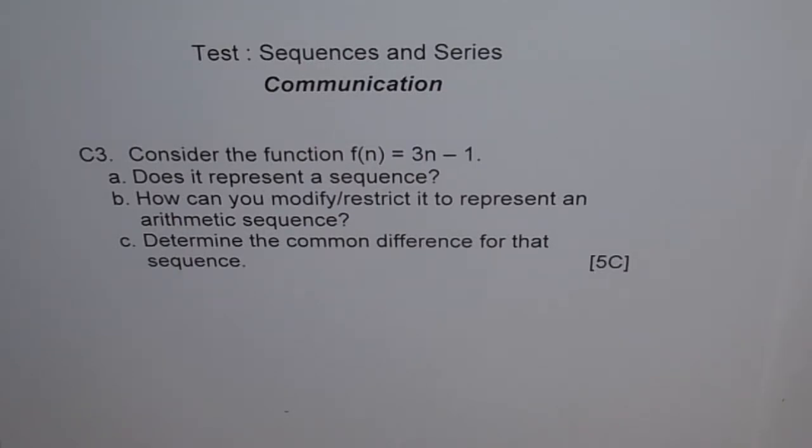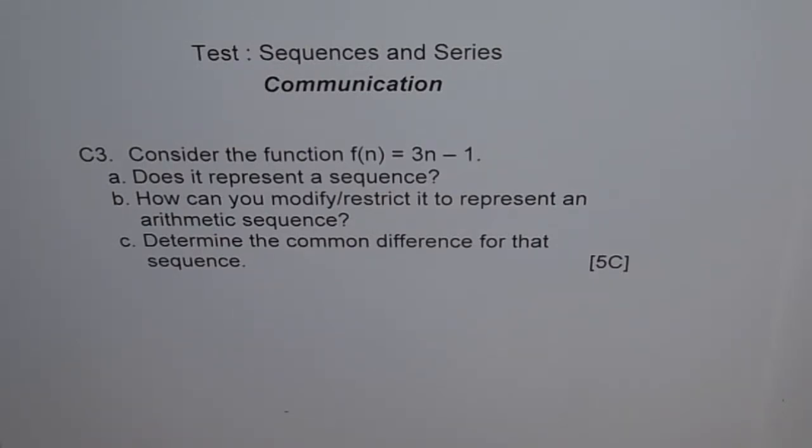Okay, here's question number C3. I'm using C for communication questions, and this is the third question in the communication list. Consider the function f of n equals 3n minus 1. Does it represent a sequence? How can you modify or restrict it to represent an arithmetic sequence? Determine the common difference for that sequence. Think over it, write down your answer, stop the video, and then once you're done, look into my solution.